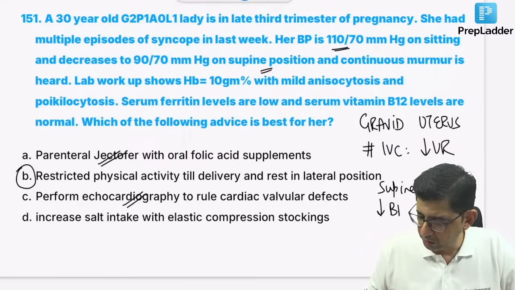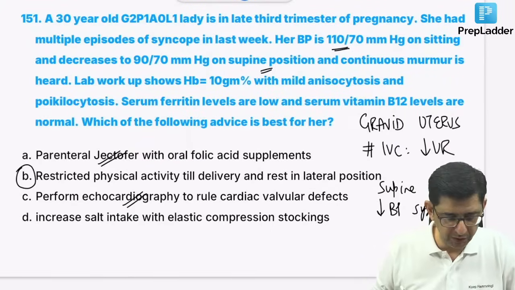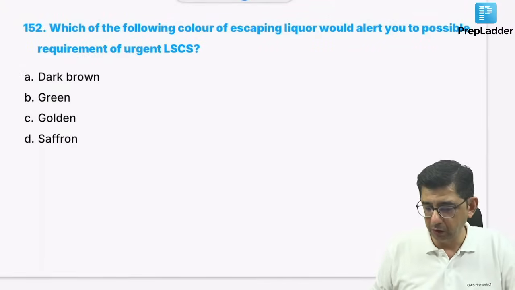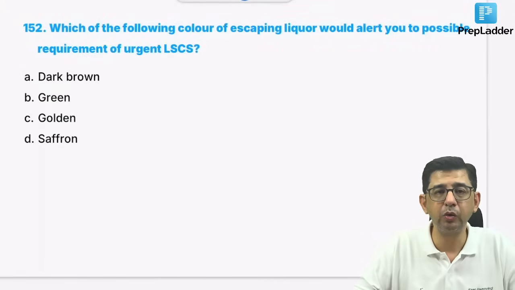Okay, so this is sorted, guys. Pretty easy one, I would say. Let's move to the next one. What color of the escaping liquor would alert you to the possibility requirement of urgent cesarean section?